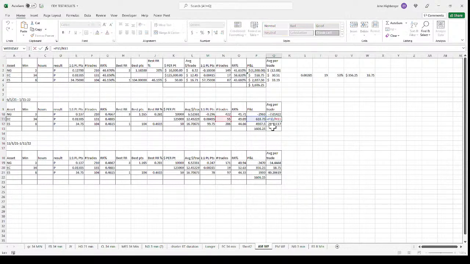The euro and ES, I am seeing positive average per trade, but again, not great profitability. But looking from November 1st through January 11th, I was seeing a better result in the current, most recent performance. So based on the current market conditions, we are seeing a better result on the average return per trade on the euro and ES.